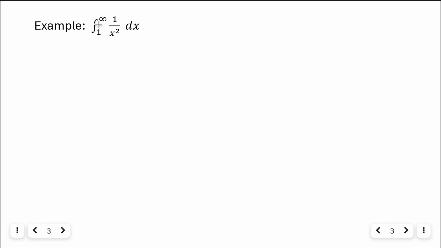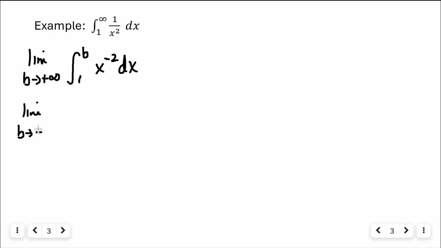To do that, instead of saying we're going to integrate from 1 to infinity, we're going to say we're going to calculate the limit as b approaches infinity of the integral from 1 to b of 1 over x squared, which we're going to switch around and make x to the negative 2 with respect to x. All right? So we're going to need to write this notation. This notation has to be written correctly. Your integral has to be written like that for you to be able to evaluate it.